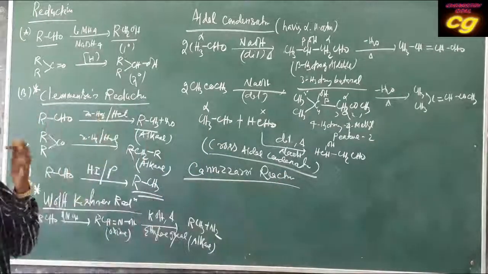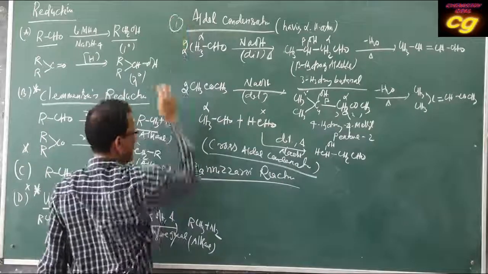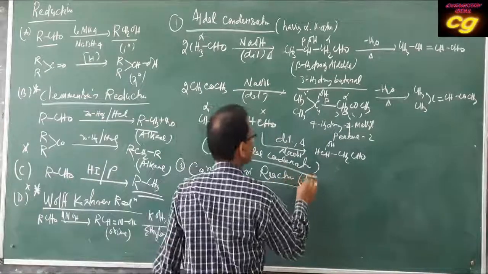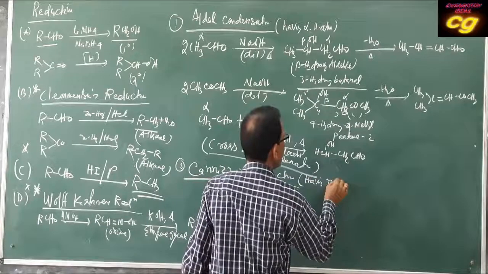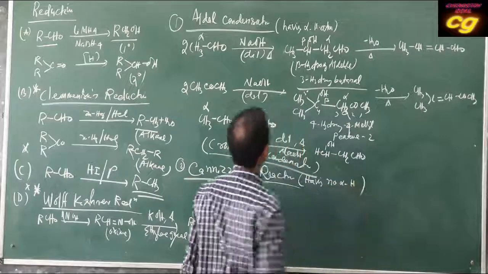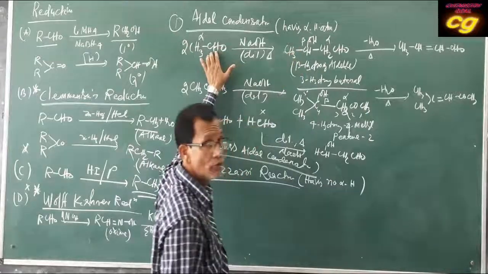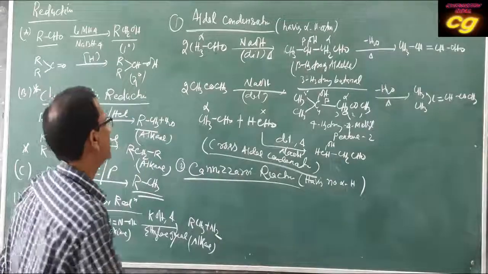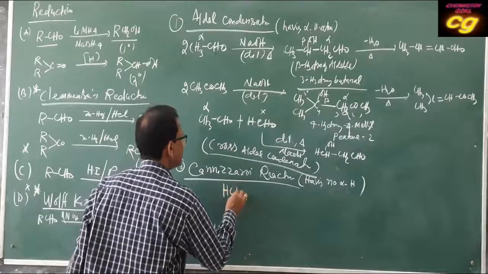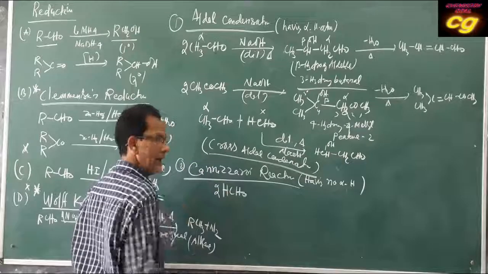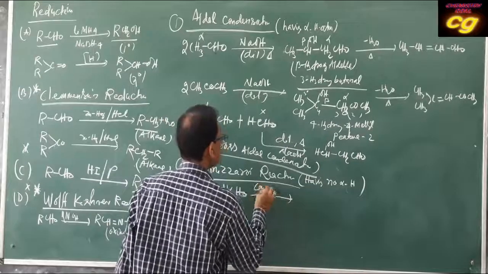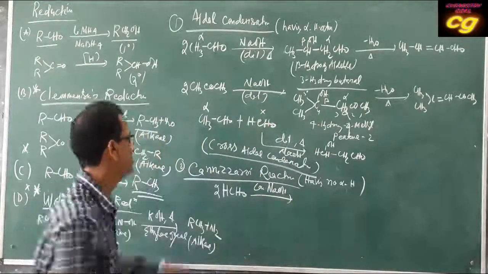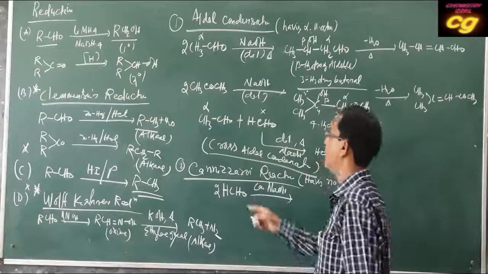Here, the Cannizzaro reaction is an important name reaction in chemistry. It is given by aldehydes having no alpha hydrogen. All aldehydes and ketones should have alpha hydrogen for aldol condensation, but here the alpha hydrogen atom is not required. For example, formaldehyde: two molecules of formaldehyde react with concentrated NaOH, not dilute, concentrated, then the result will be that one will be oxidized.